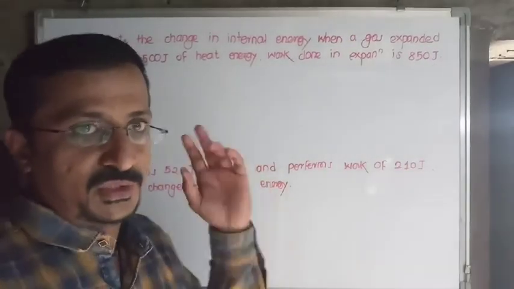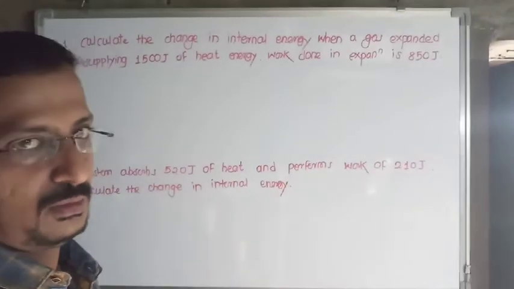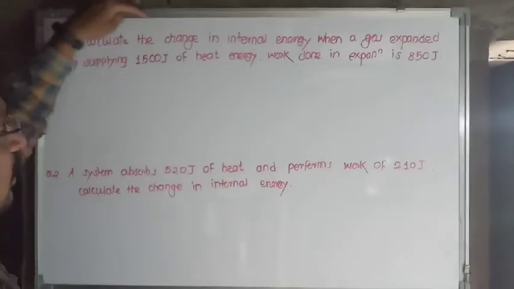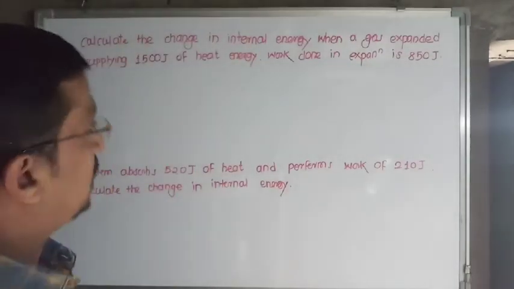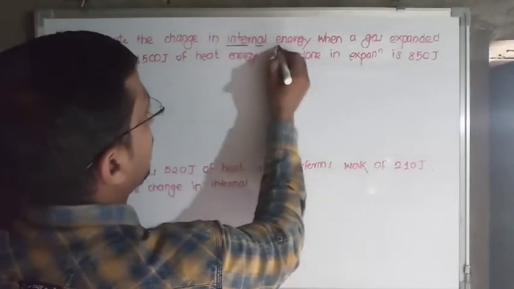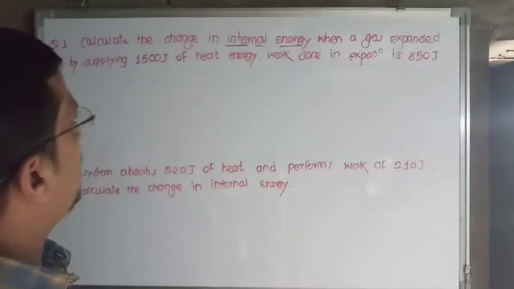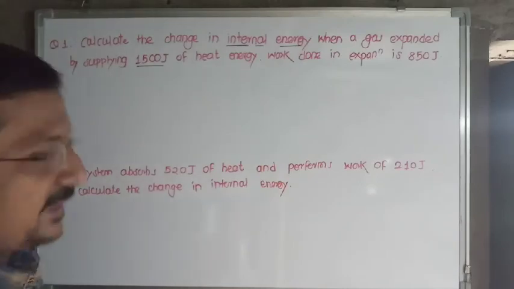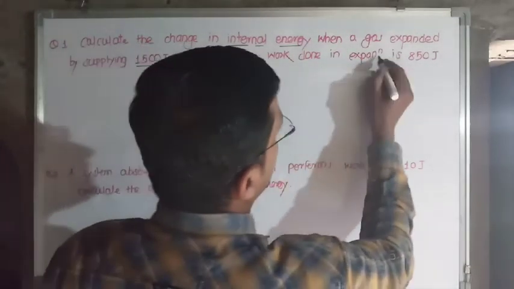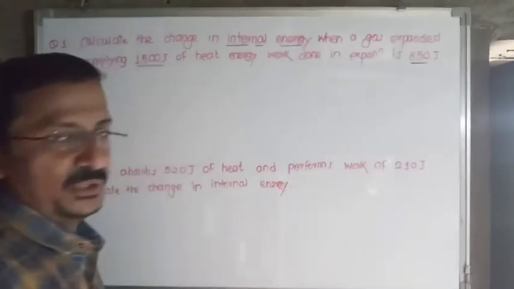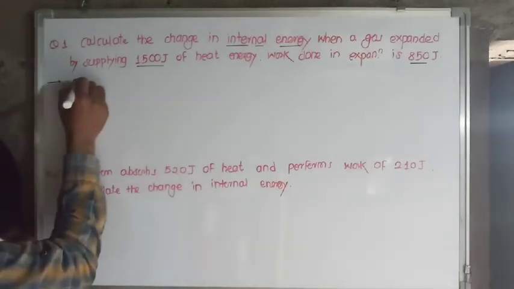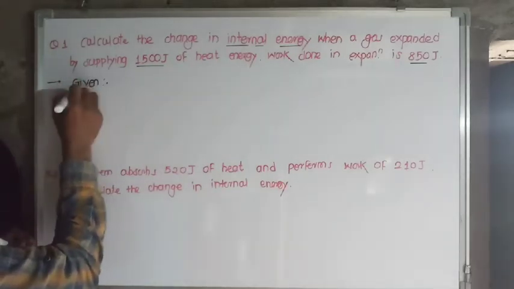So good morning. Today we cover the problems on the previous concepts. The first example is: calculate the change in internal energy when gas is expanded by supplying 1500 joule of heat energy and the work done in expansion is 850 joule. Now, first consider the given data.